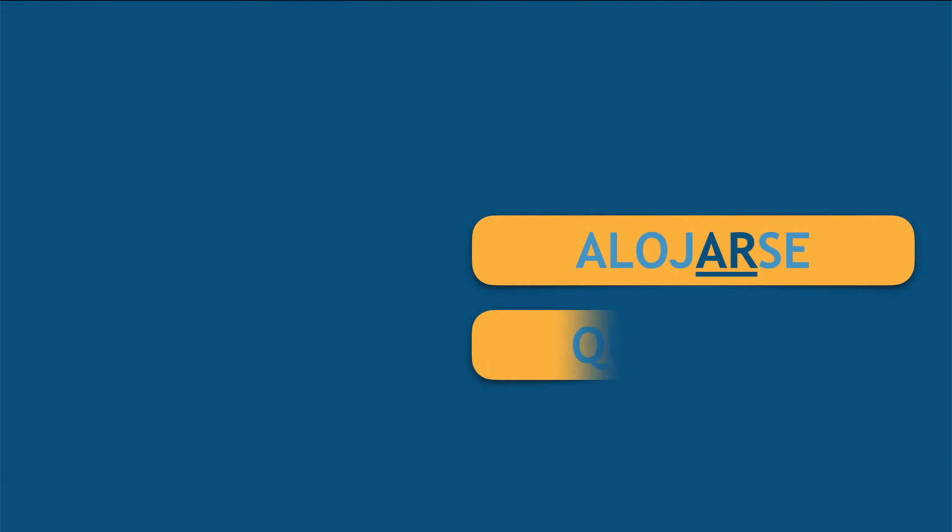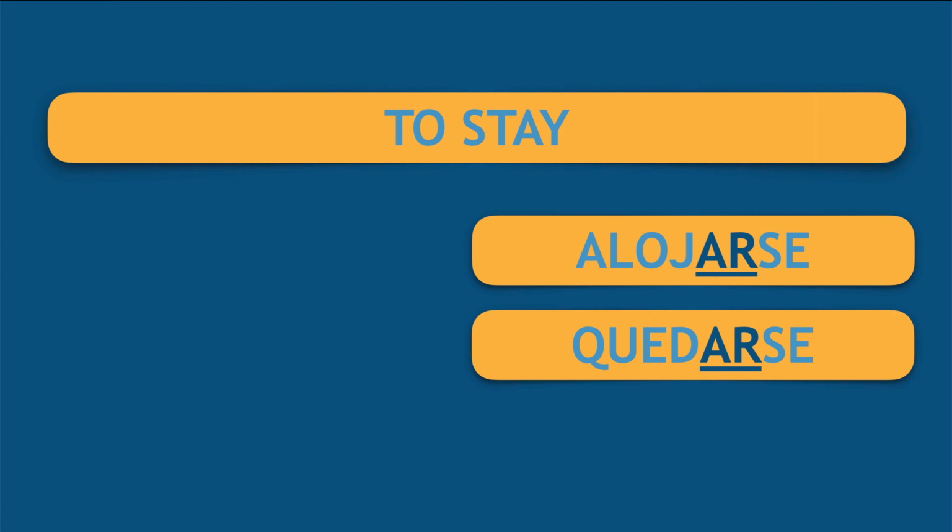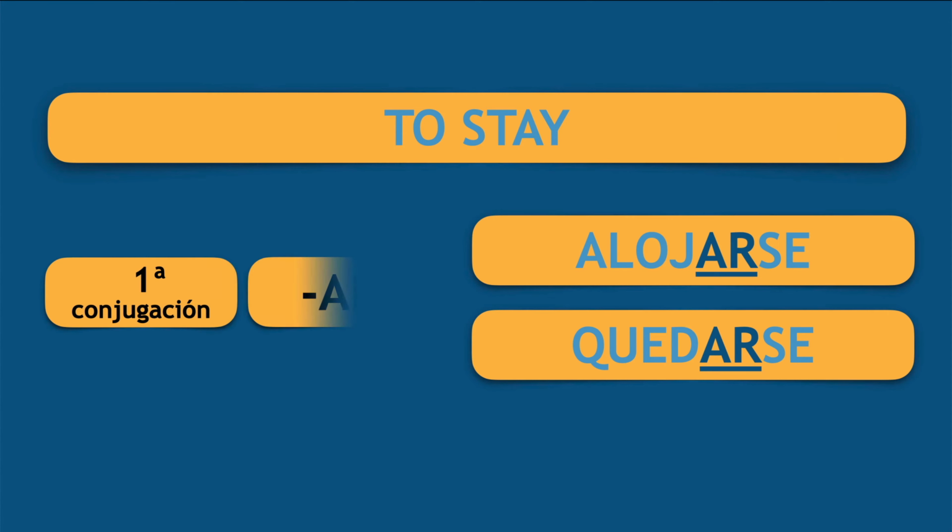Alojarse, quedarse are synonyms and they mean to stay. They belong to the first conjugation, o primera conjugación, and they are also regular verbs. What are reflexive verbs? Reflexive verbs are used to refer to actions that reflect back on the subject, which means that the subject that does the action is the same as the object that receives the action. And they need to be used with a reflexive pronoun such as myself, yourself, herself, and so on.